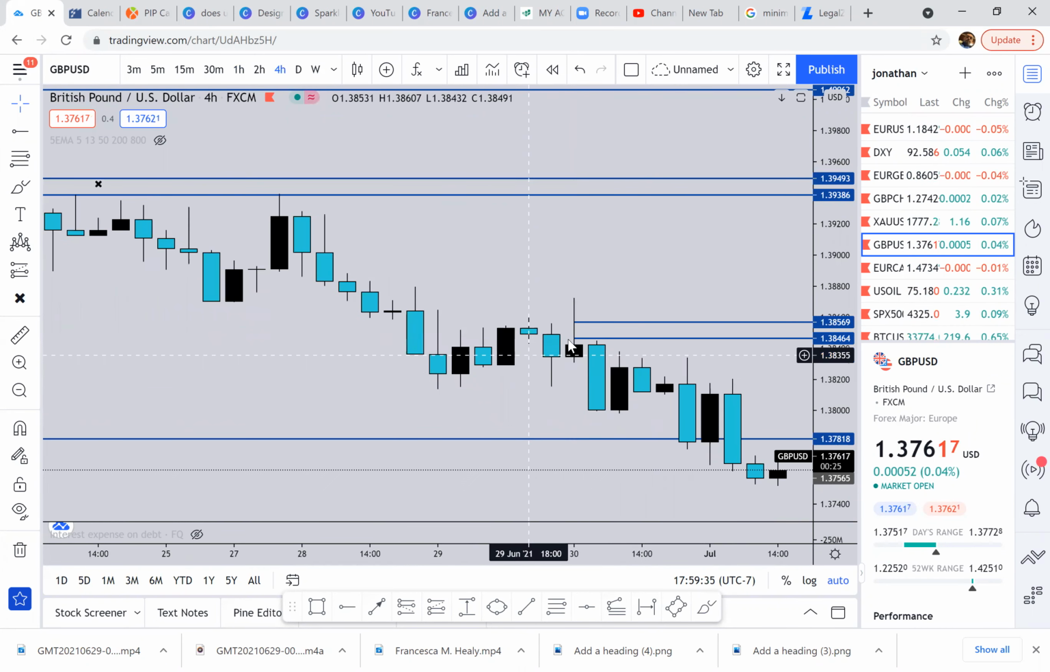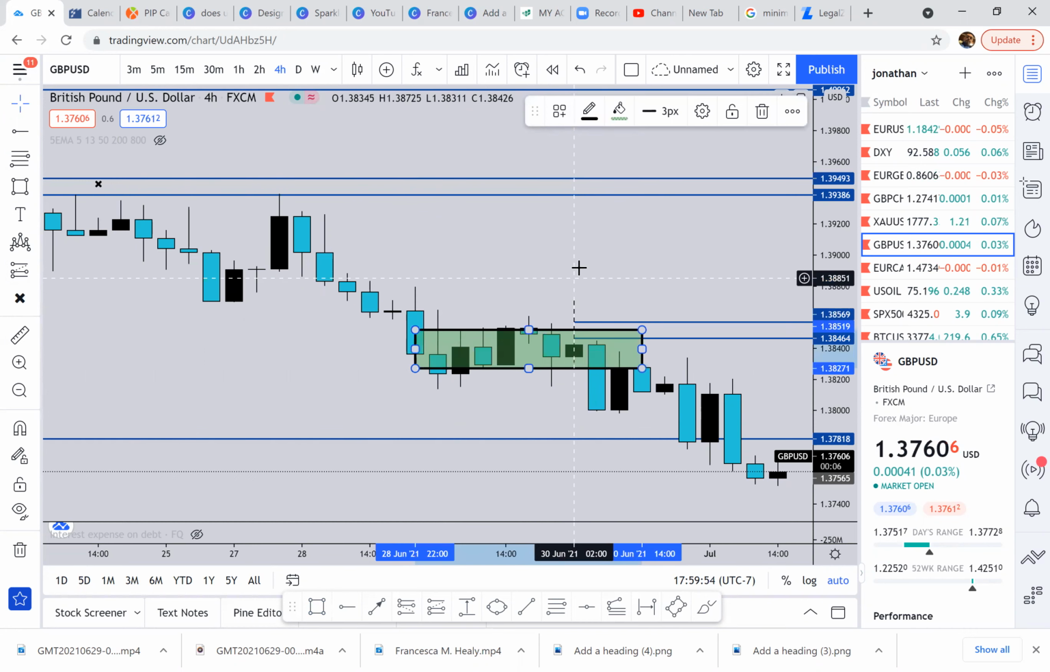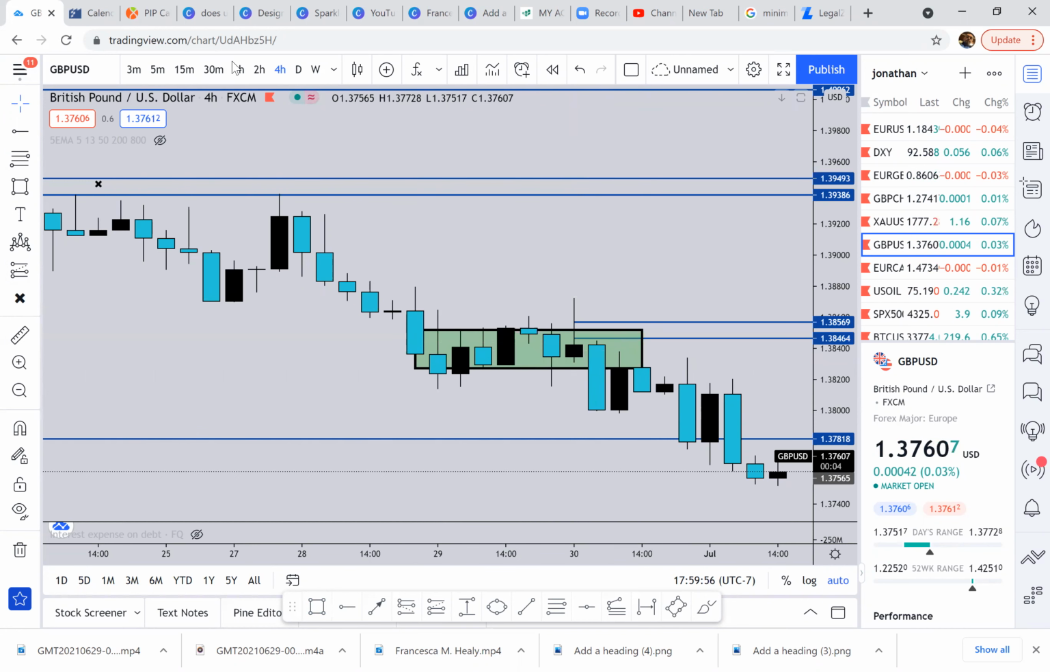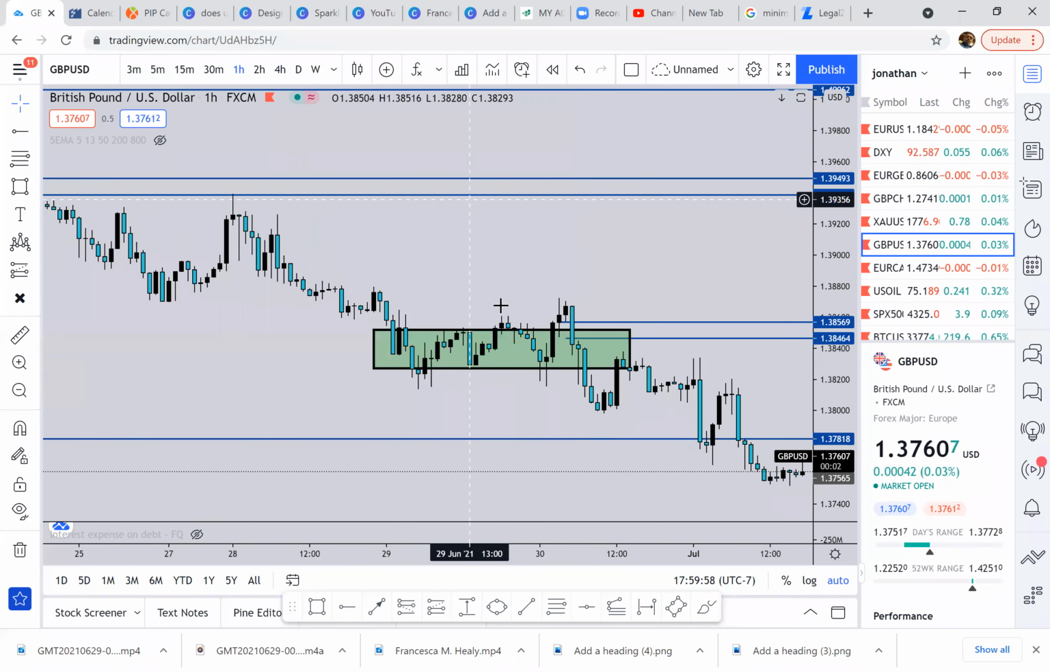Rather than closing this in here, they played off this singular candle, because technically this last bearish engulfing was enough to retest this, considered an order block or area of order. As you can see, if I rectangle this off right here, it's all consolidation. If we go down to the 1 hour, you'll see that it's pretty much consolidation.